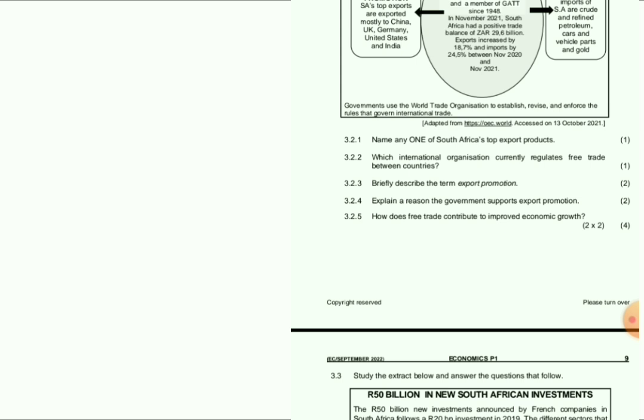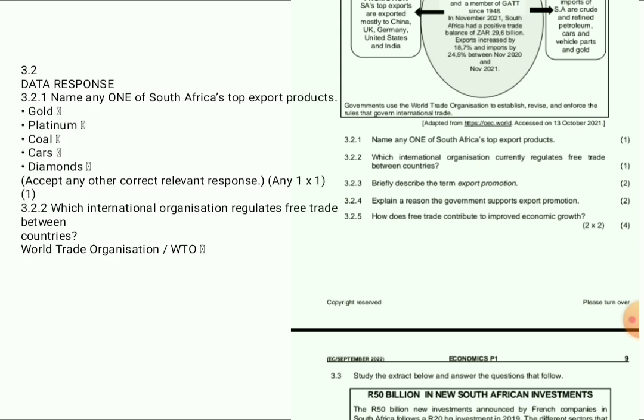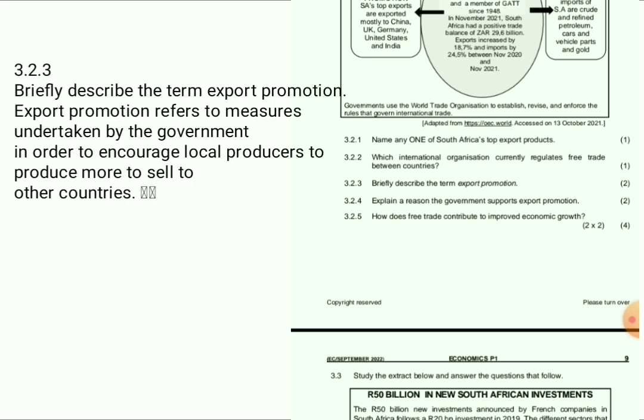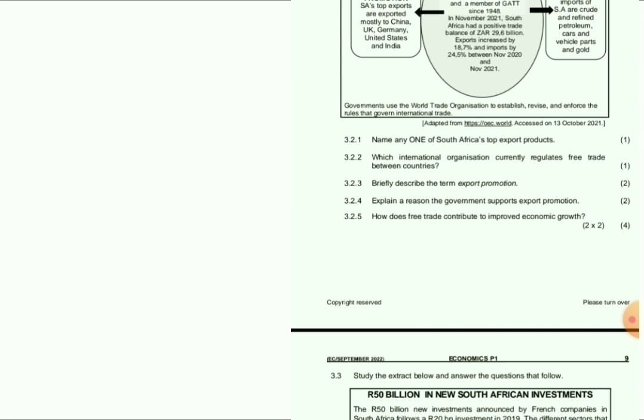3.2.2, which international organization currently regulates free trade between countries? This one you all know, it's the WTO, which is the World Trade Organization. Briefly describe the term export promotion. This one is in your textbook. Export promotion refers to measures undertaken by the government in order to encourage local producers to produce more to sell to other countries.